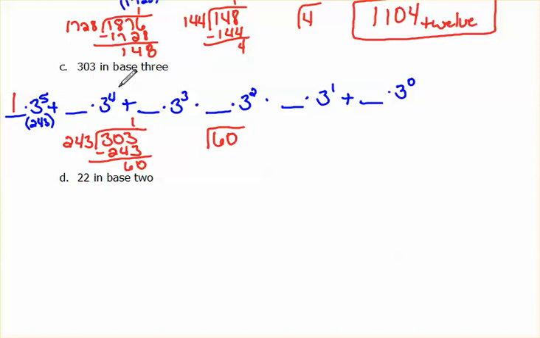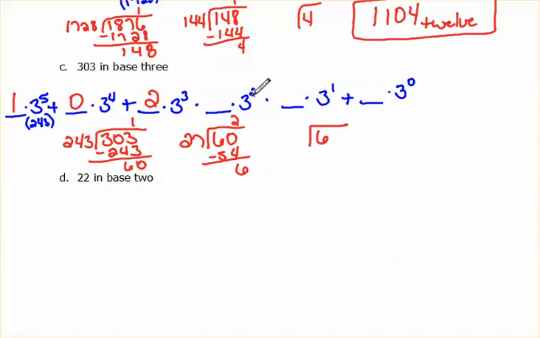3 to the 4th is 81. So 81 will not go into 60, so we have no groups of 81 in there. Our next position is groups of 27. So 27 will go into 60 twice, and that would be 54. When we do the subtraction, we're left with 6. So we have two groups of 27 with 6 left over.